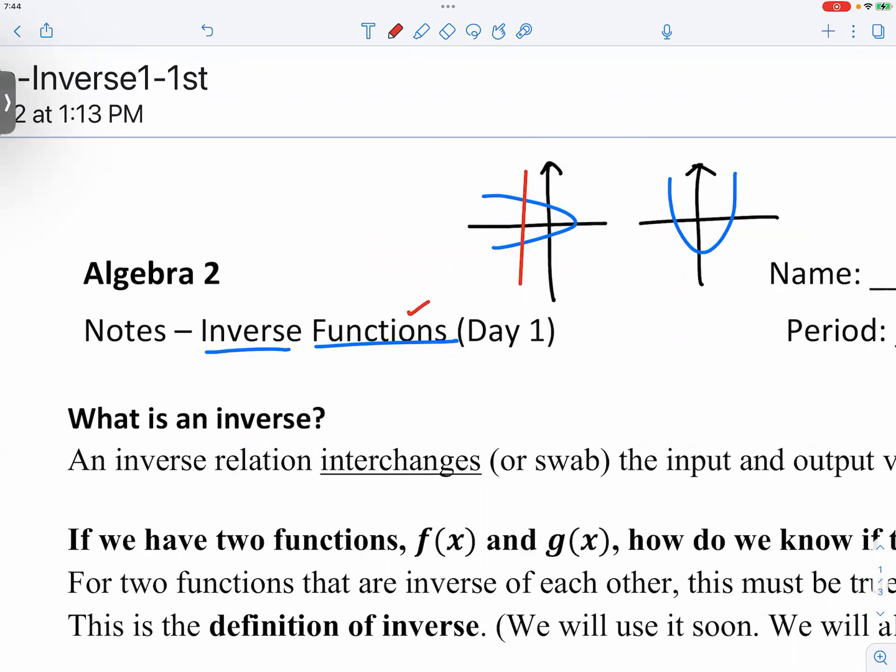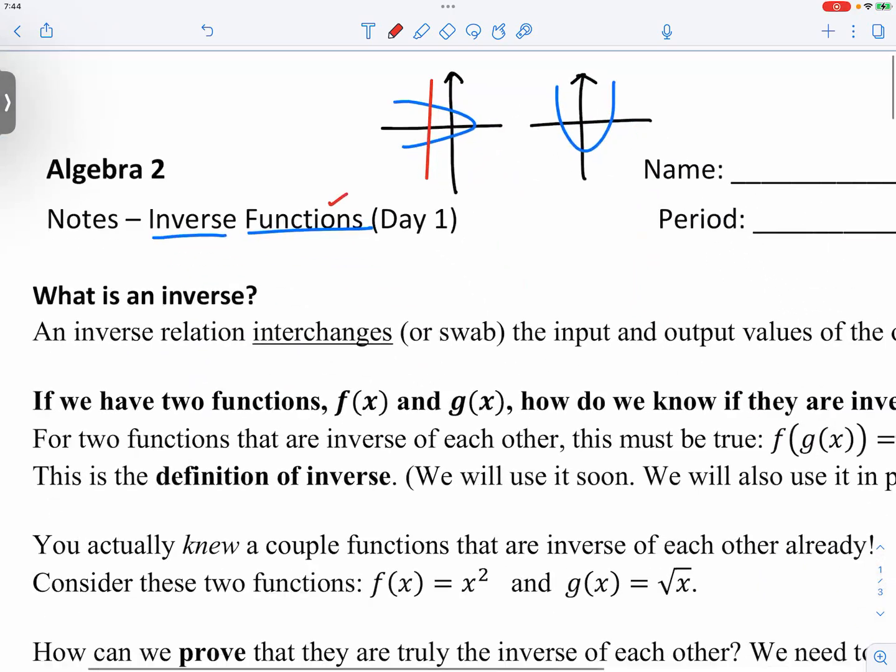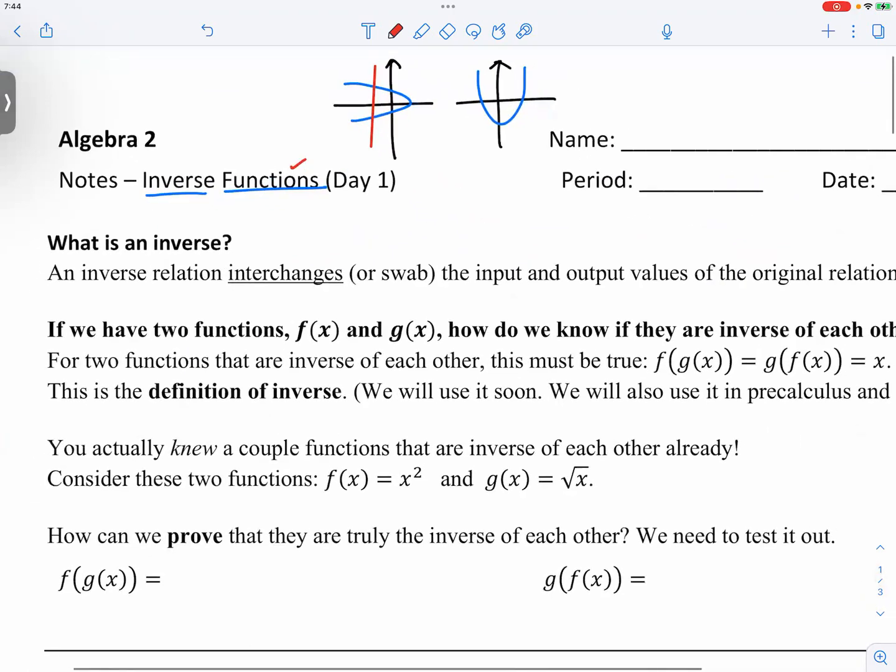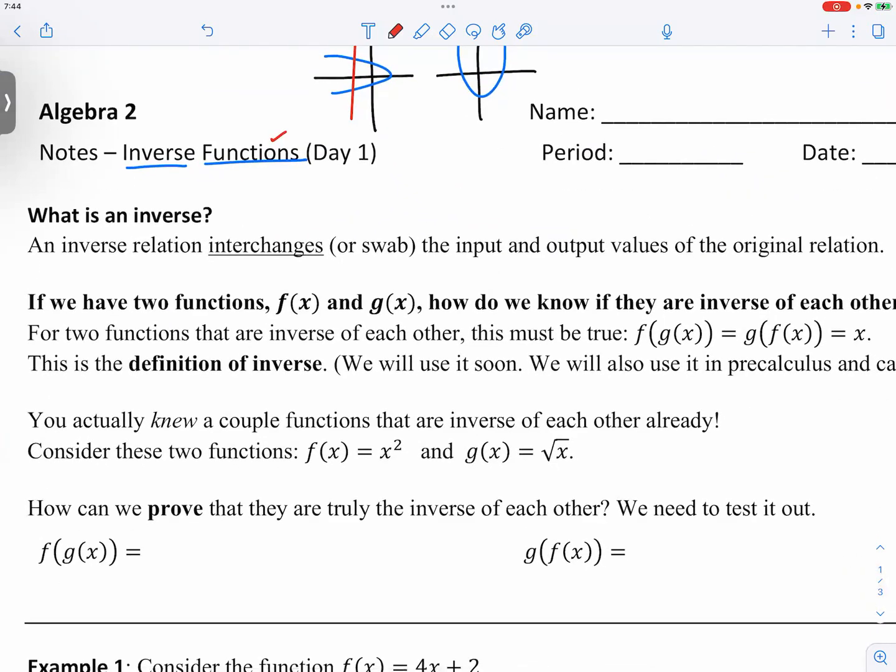And now we will talk about what inverse is. Well, what's an inverse? It says that an inverse relation interchanges the input and output values of the original relation. That's kind of fancy. So let's go ahead and use an example. I want to show you that you already knew a pair of inverse functions.